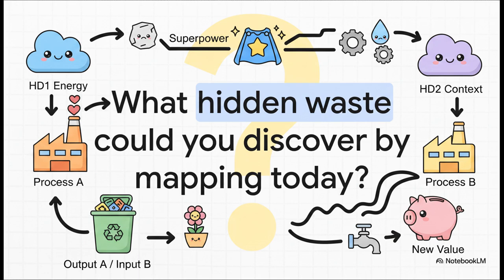In nature, there is no such thing as waste. The output of one process is literally always the input for another. By combining the internal energy flows of HD1 with the vital external context of HD2, we gain kind of a superpower, the ability to see the invisible network sustaining our businesses. So, thinking about your own network, what invisible connections or wasted resources would you uncover if you applied this ecosystem mapping method to your own business tomorrow? Grab a pen, start drawing out your nodes, and find out.